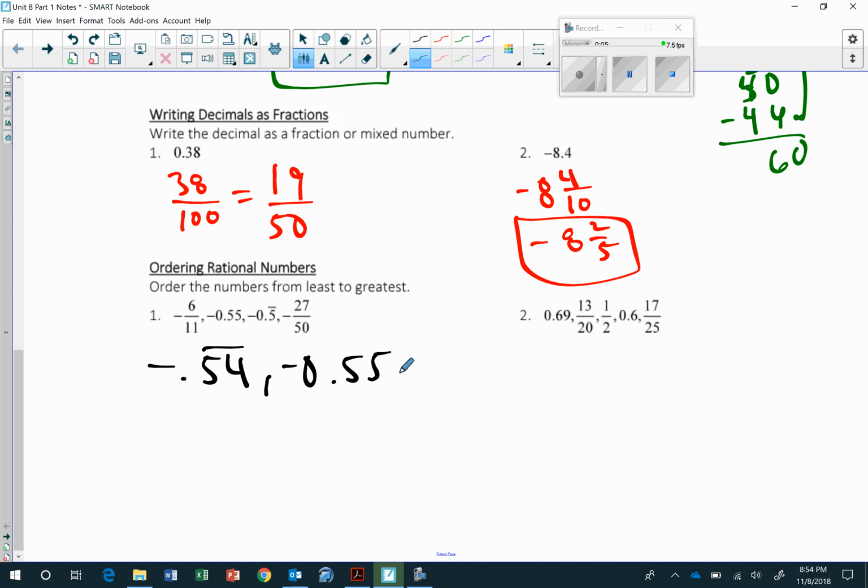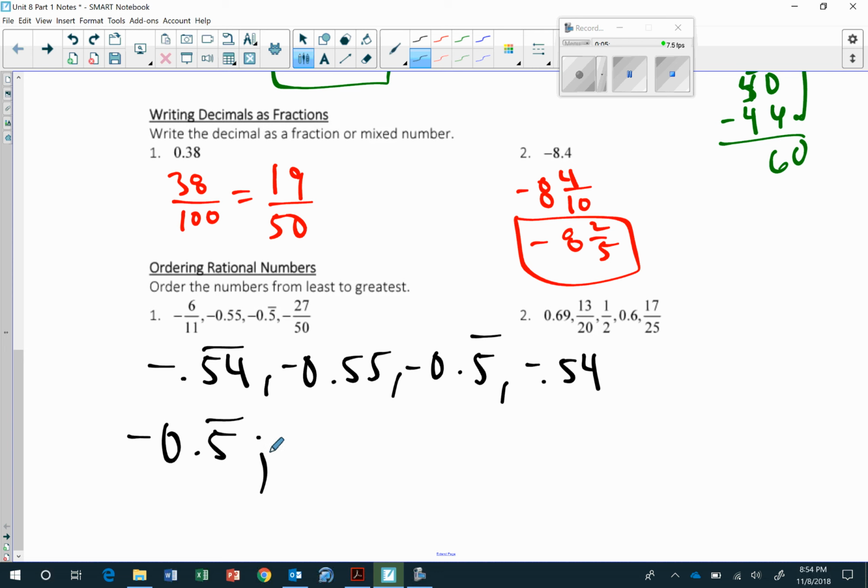Negative 0.55 is already a decimal. Negative 0.5 repeating is already a decimal. And then negative 27 over 50, when I do 27 divided by 50, I get negative 0.54. We want to put these in order from least to greatest. So you have to remember that when we're working with negatives, the numbers that look bigger are actually smaller. Now this one's kind of confusing because they're all very similar, but if I think about it, negative 0.5 repeating is negative 0.55555, so that would be my smallest one.